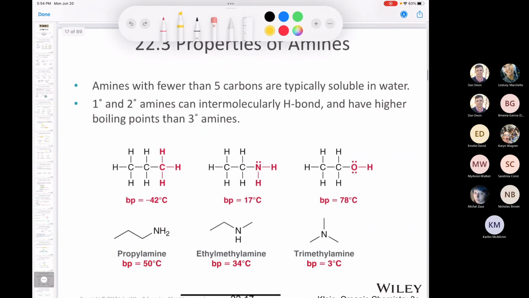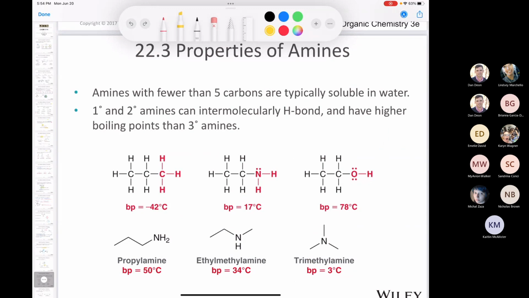I mentioned hydrogen bonding earlier on, and that's something that you need to be fully aware of. It says here that generally speaking, amines with fewer than 5 carbons are going to be soluble in water. Primary and secondary amines can intermolecularly hydrogen bond and have higher boiling points than tertiary amines. So let's take a look at both of these figures here. If you look at the top row of compounds, we go from propane, which is an alkane, then to ethylamine, which is an amine, and then to ethanol, which is an alcohol.